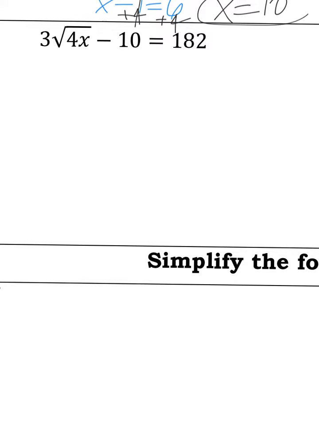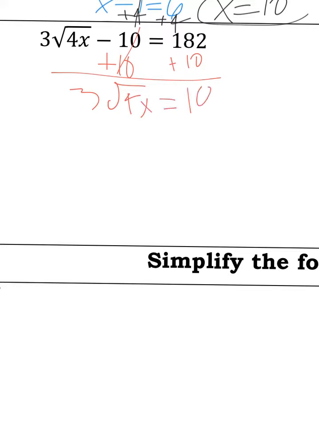So in this next one, the first step is going to be add 10 to the other side. Don't divide out that 3 first. Remember, always add or subtract first if there's a number to add or subtract first, of course. So 182 plus 10 is 192. And so now I'll divide 192 by 3.